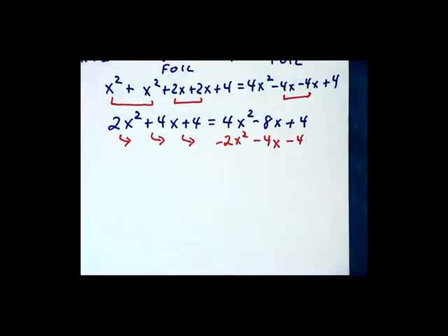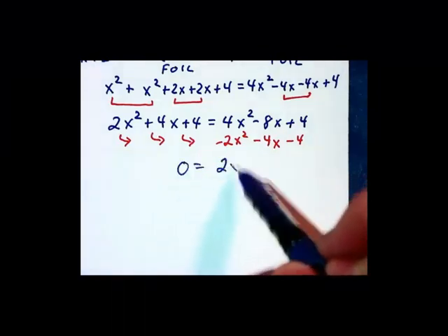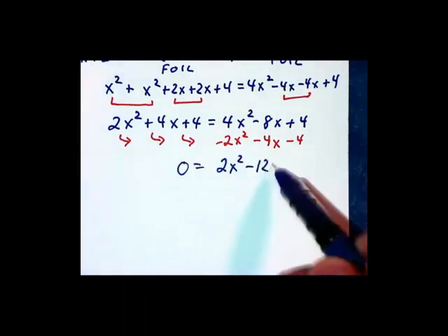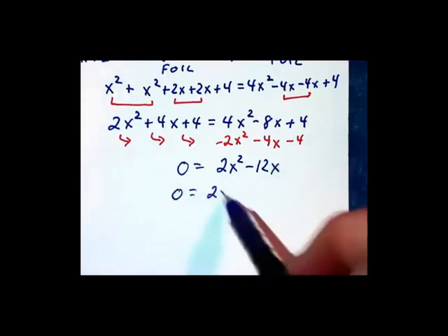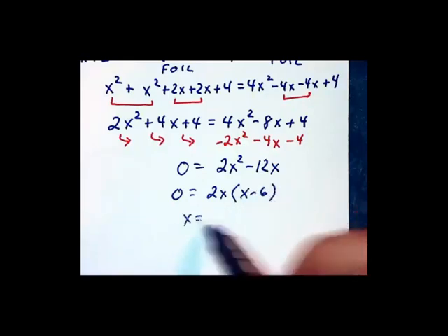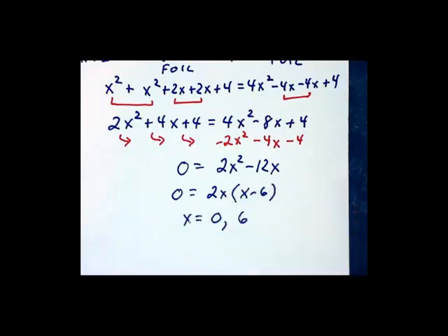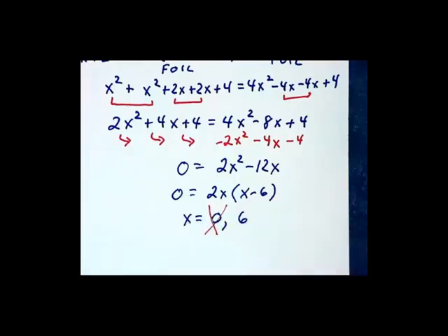And the left side now becomes 0. We have 2x squared minus 12x, and the 4's cancel. We can factor out the 2x, leaving us x minus 6, which tells us x is 0 or 6, but 0 makes no sense in a geometry problem, so 6 feet will be the length of that side.